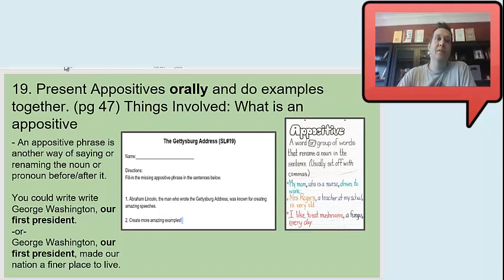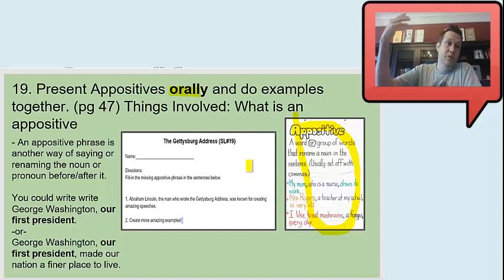So we're going to present appositives orally first. We've talked about this a lot, that gradual release piece of that. So you're presenting it orally first. Do examples together. Things that are involved in this with appositive work is what is an appositive first and foremost. So you probably are going to have to teach this more than likely. Definitely earlier on, but you may have to review it in the upper grades.